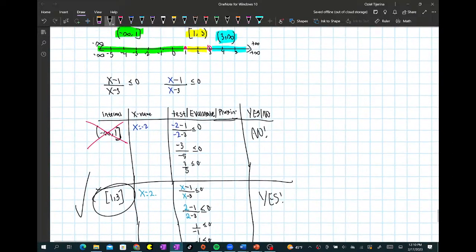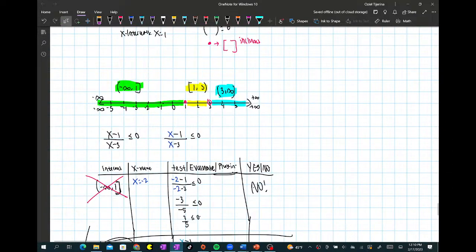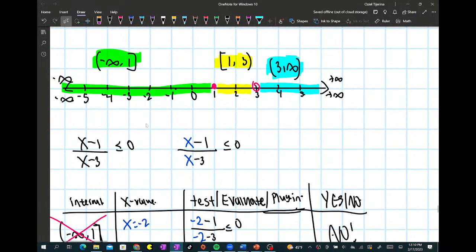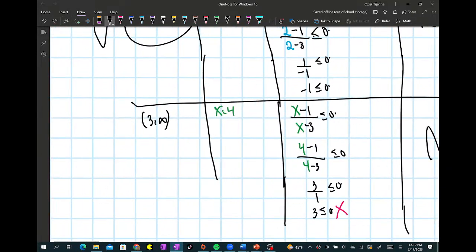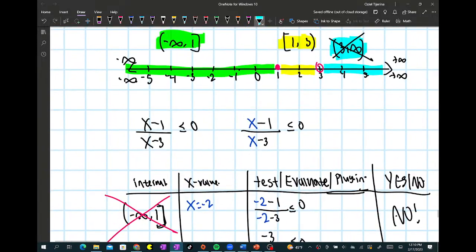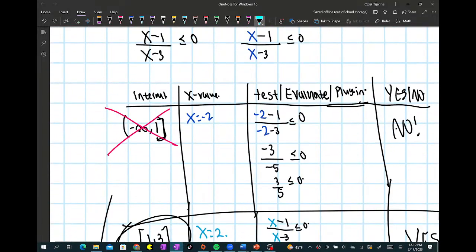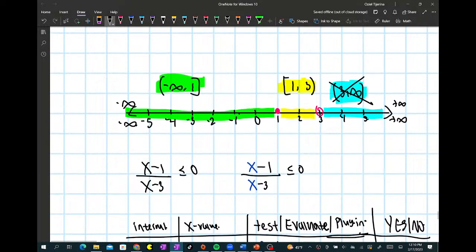So what is our solution set then? I know for a fact that this does not work because we just did it over here, that's basically what this one was. And we already know that the green one didn't work, it was this one, right? The highlighted green one did not work either.